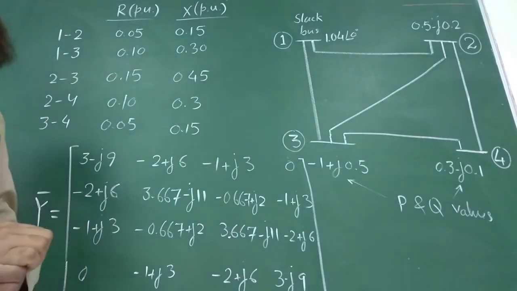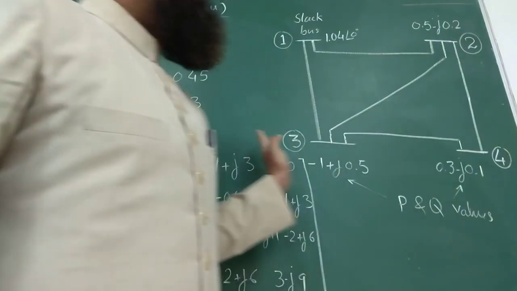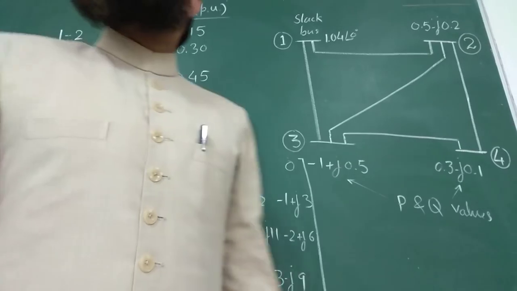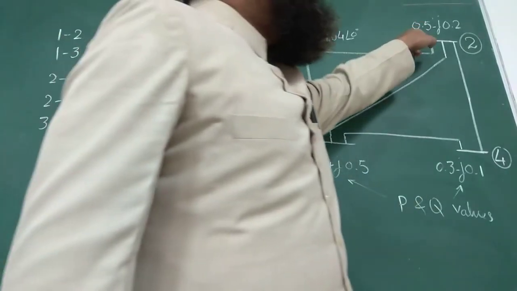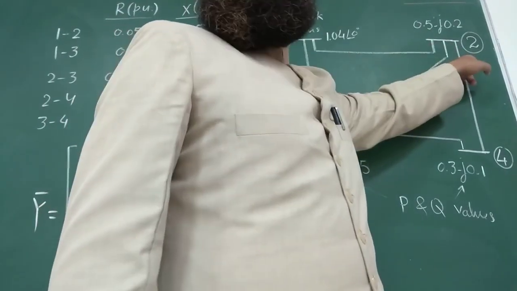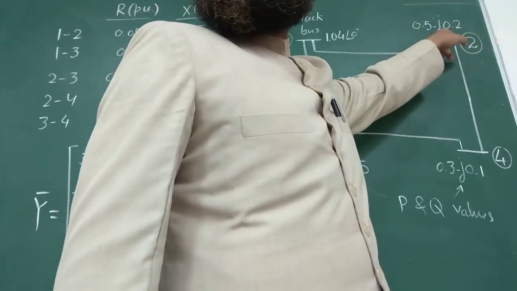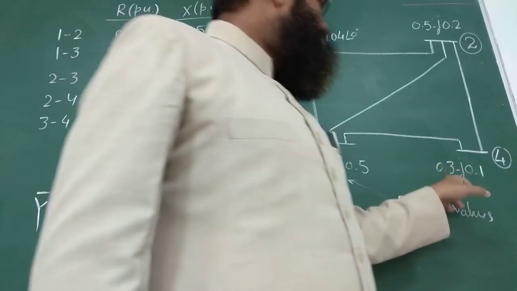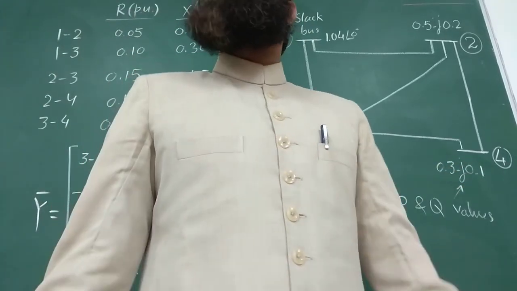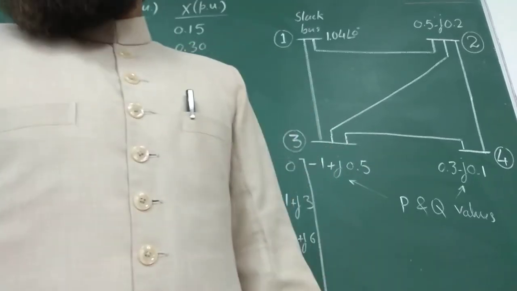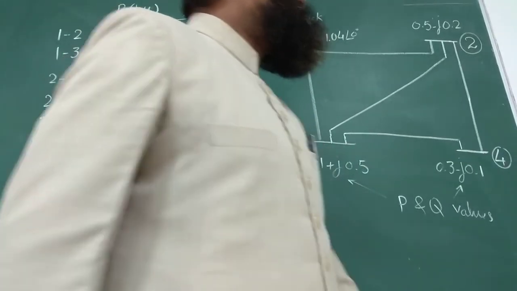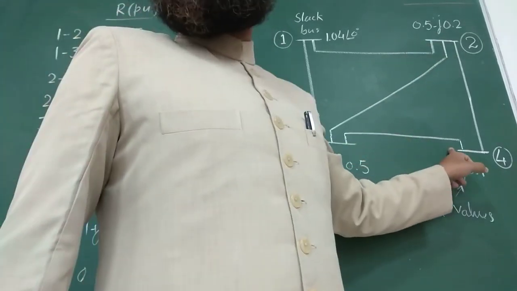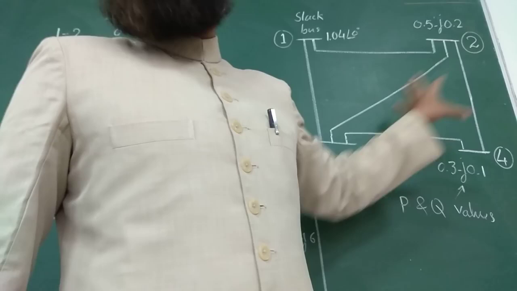Right. So we know that for PQ buses, the specified quantities are P and Q. All quantities shown are in per unit. So this is P2 at bus number 2. This is P2, this is Q2. Similarly, this is P3 and Q3, and P4 and Q4. So the variables for PQ buses will be V and delta. We are required to evaluate V2 delta 2, V3 delta 3 and V4 delta 4, all 6 variables for 3 PQ buses.